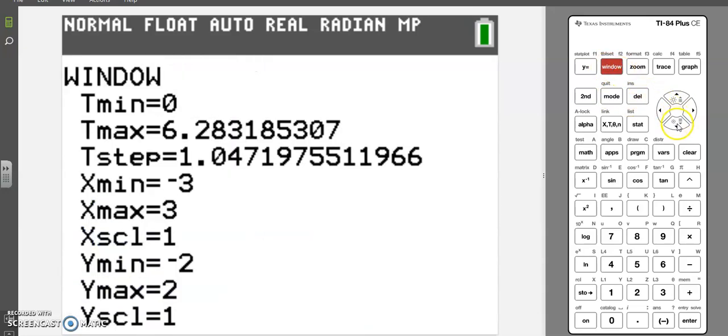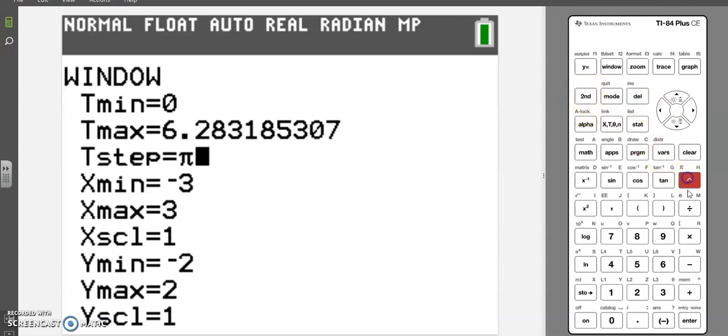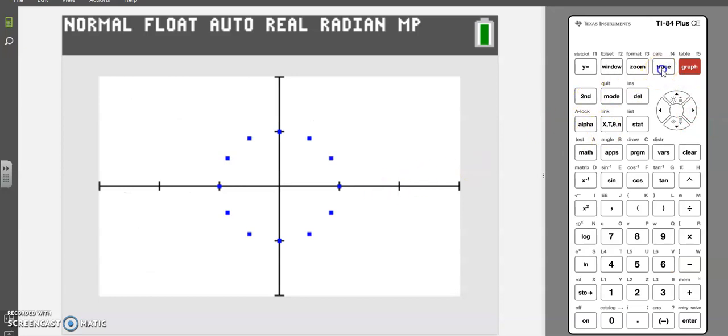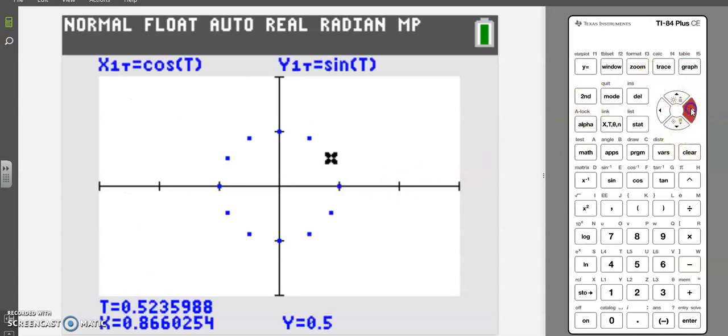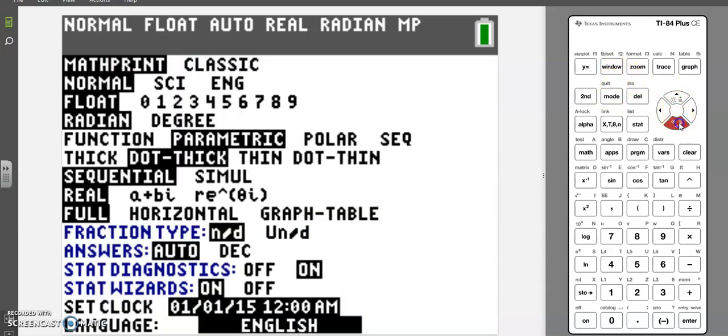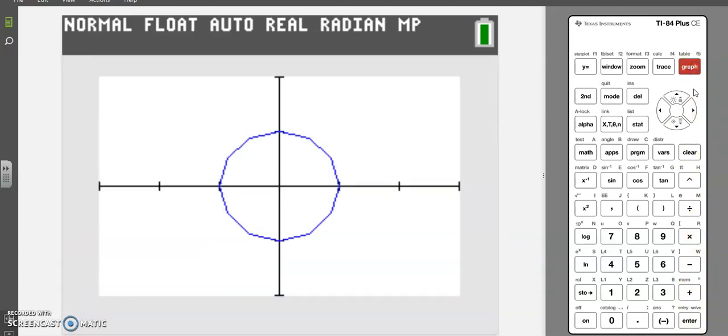If I go to my window and make my t-step pi over 6 and graph it, now you can see it plots a point every pi over 6 radians. Basically, those are your unit circle values as you go around the circle. And again, if you go to mode and go down into, I'm going to go to thin this time just to see what it looks like, and graph it. Ugh, that doesn't look good at all.